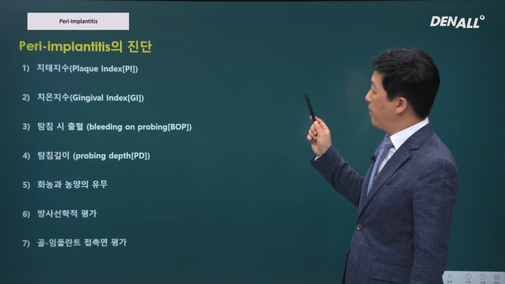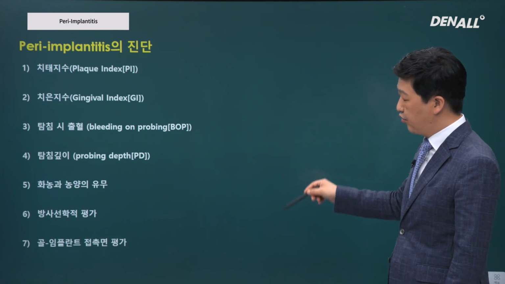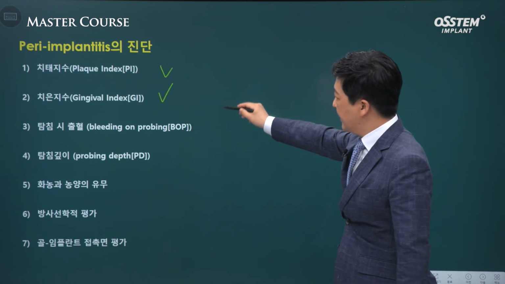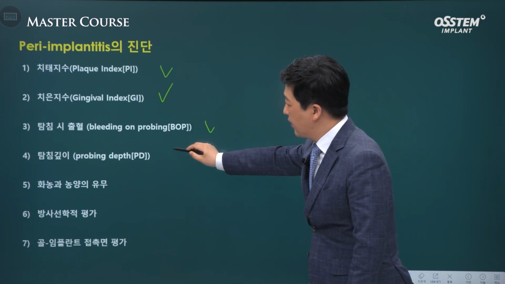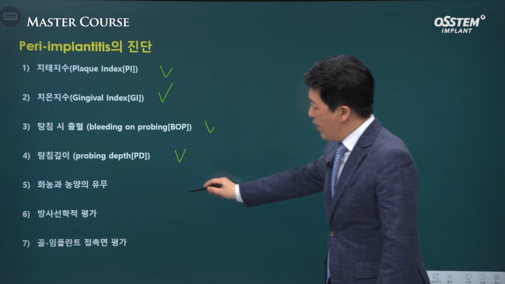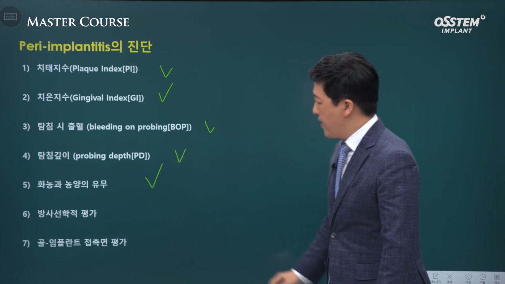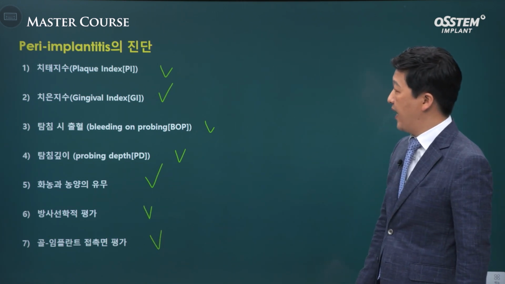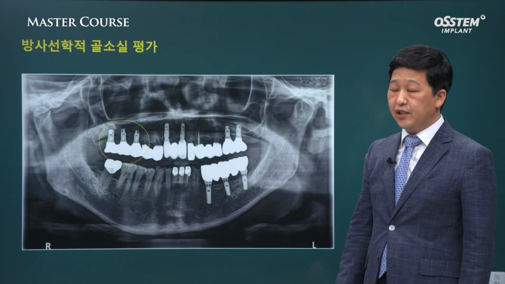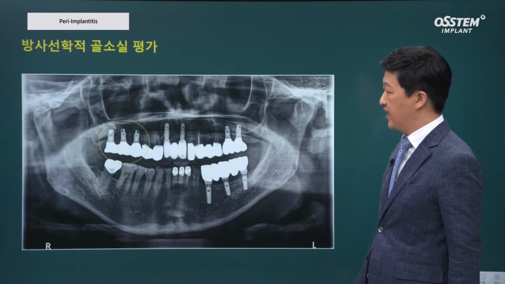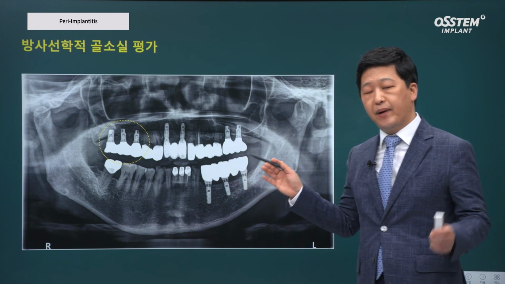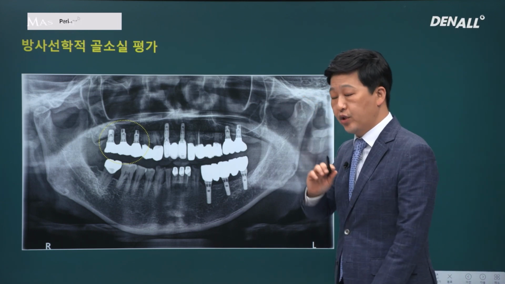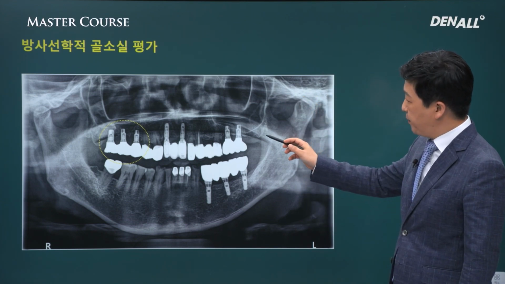How do we diagnose peri-implantitis? You can use different tools to do diagnosis of peri-implantitis. You can use plaque index, gingival index, bleeding on probing, probing depths, existence of separation and abscess, radiological evaluation, and proximal surface evaluation can be done. We do not use all these tools. Most intuitively, we can check using the X-ray image to see if peri-implantitis is advancing.